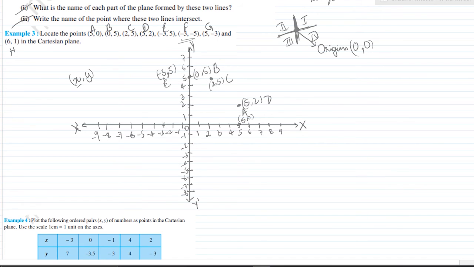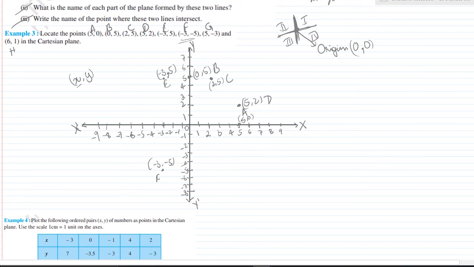Since this is both negative, it should always lie in the third quadrant. So minus 3 is our x coordinate. So minus 3, minus 5. So this is minus 3, minus 5. Also F, because we named this.